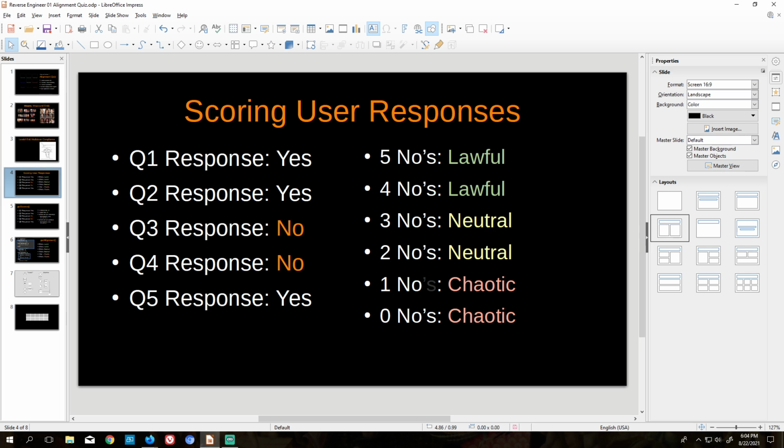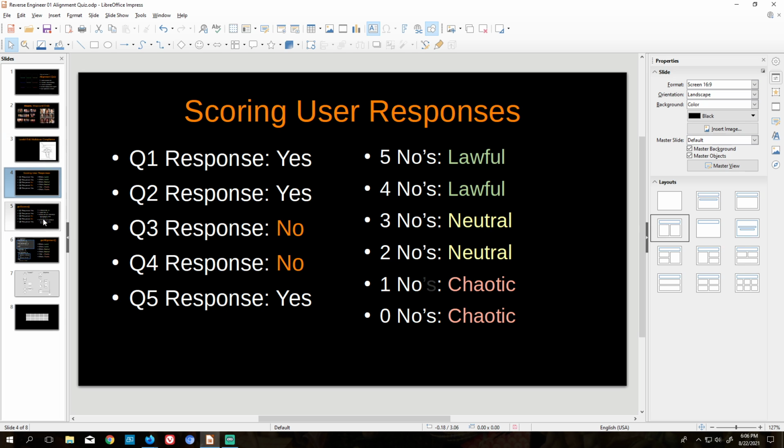We're going to ask questions. We're going to record people's responses. There'll be 2 sets of 5. And then for each set of 5 questions, we'll basically count how many no's there are, and determine your alignment for that dimension based on how many times you said no during the first set or the second set of 5 questions. I hope that makes some sense.